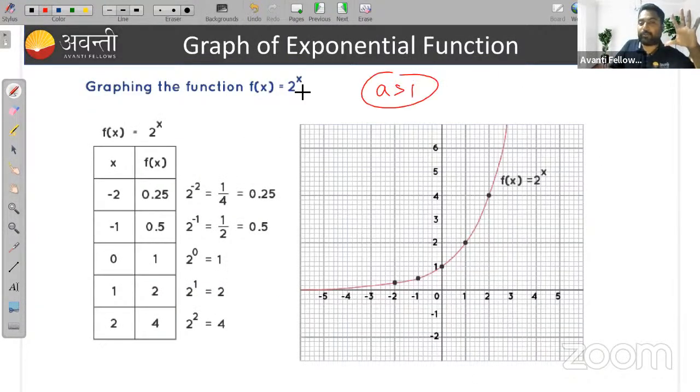Here a is equal to 2. Right? So a is greater than 1. We are taking the first condition. Okay, I'm trying to draw the graph. I have taken some values of x, and also we are getting here some values of y.